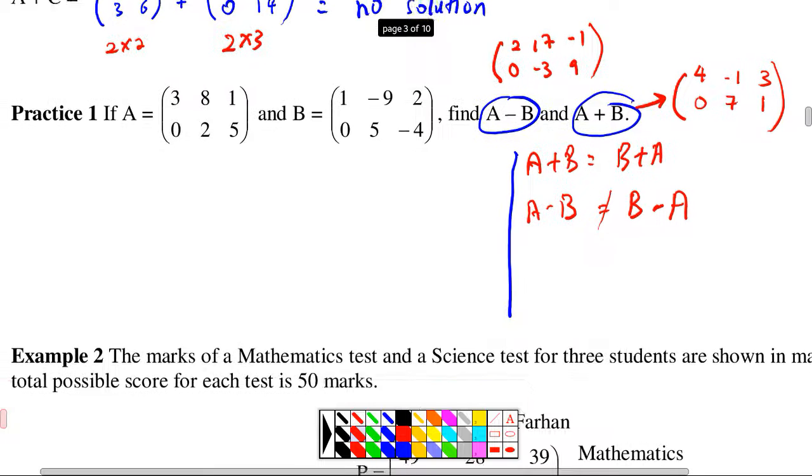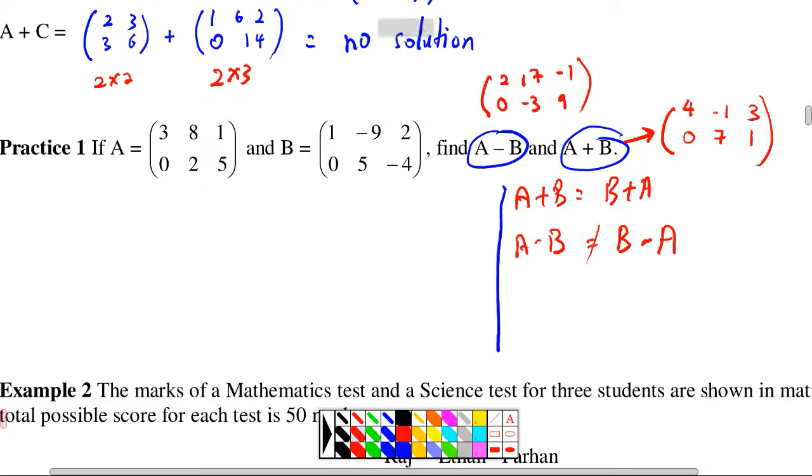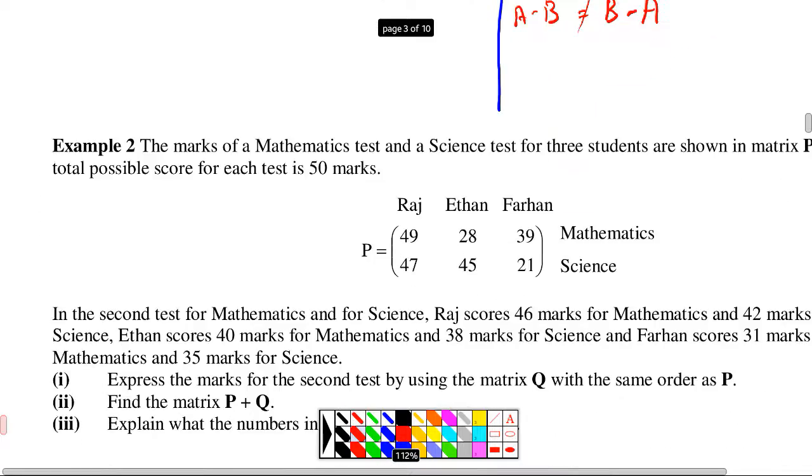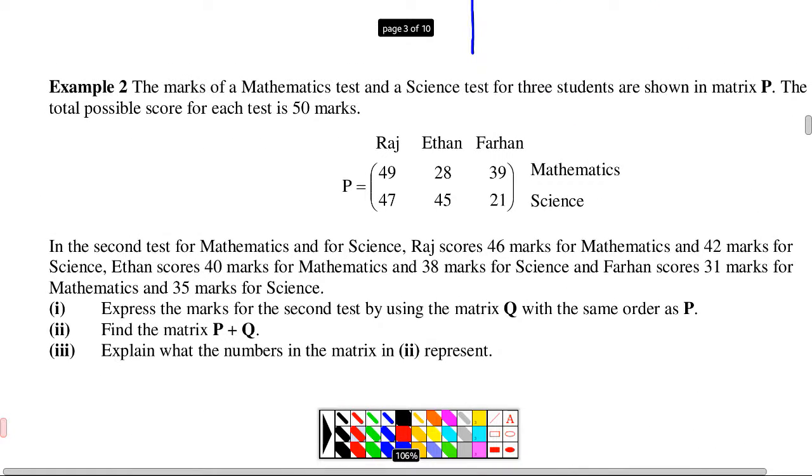Okay, check your answer. A minus B looks like that. A plus B looks like that. If it's wrong, let me know. Okay, let's go. Now let's all do example 2 together. Let's start.